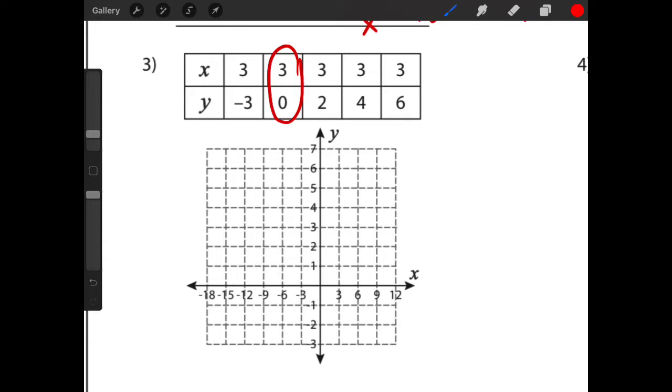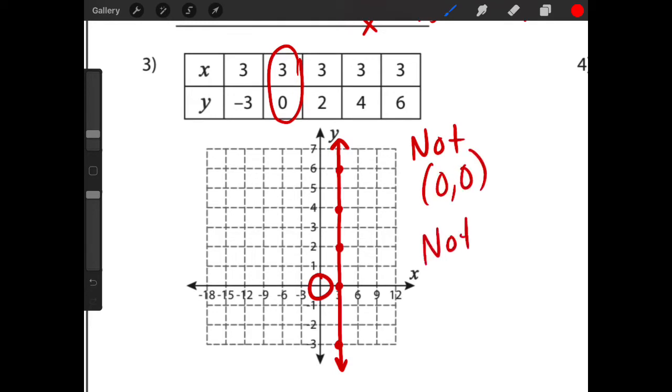So (+3, -3). Then we have (+3, 0). Then we have (+3, 2). (+3, 4), (+3, 6). That's weird. We've got a straight line through x equals 3. And that's definitely not through the origin. It is a straight line, but it doesn't go through (0, 0). So if it's not through (0, 0), it is not proportional.